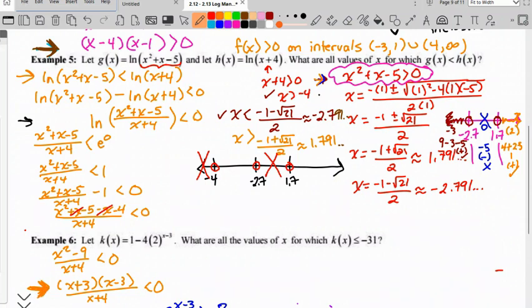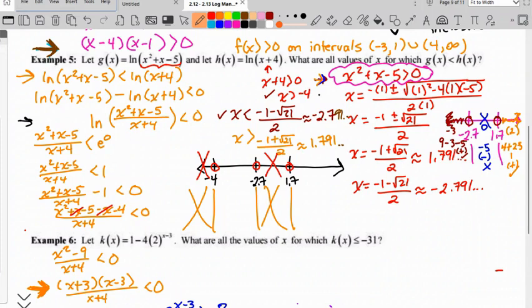So we have these domain restrictions going on, okay? And then we need this inequality to be true. So we want to know where this expression, which is equal to our original function that we're solving, is less than 0. And so we're going to test in these intervals. So we're not going to test this interval and we're not going to test that interval. We're just checking between these two.